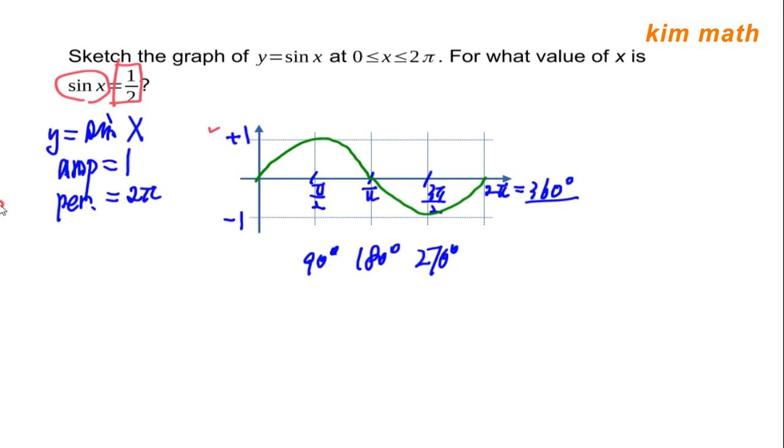Since this is 1/2, it will be around here. If you draw y equals 1/2, can you see that? Two intersections, which means we have two solutions. The first one is pi over 6, or 30 degrees. This one will be 5 pi over 6, or 150 degrees.